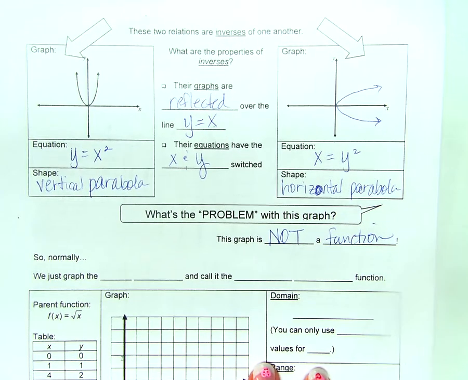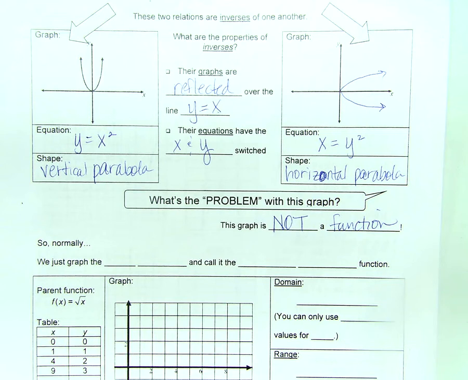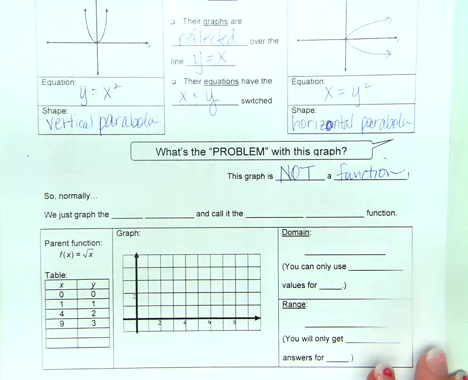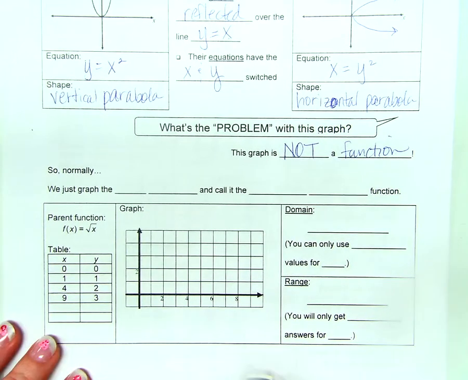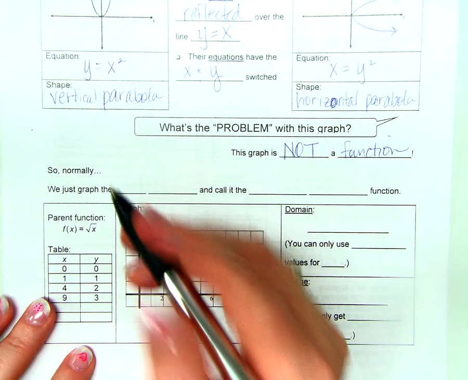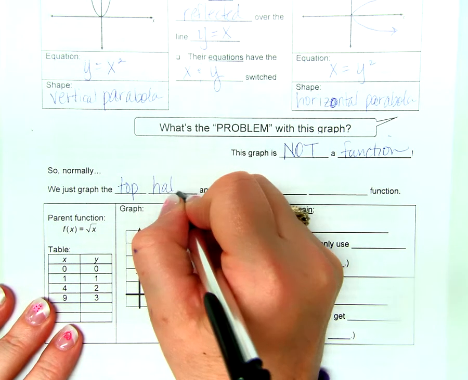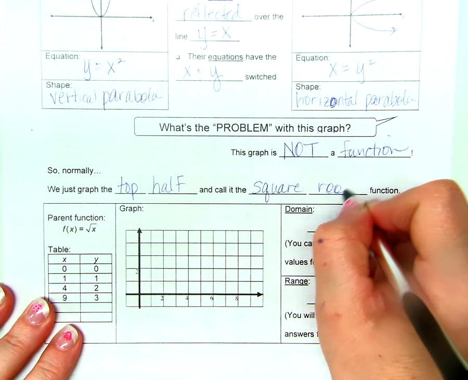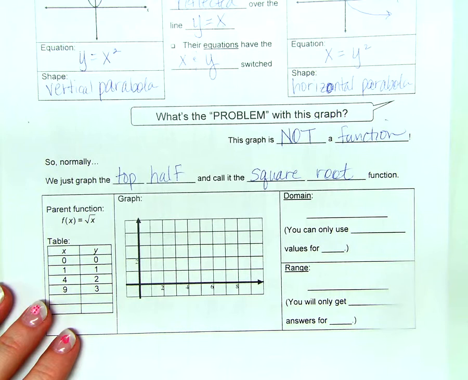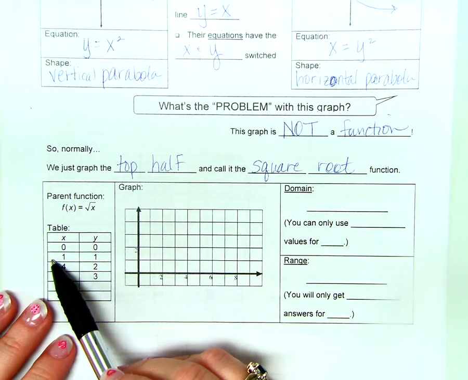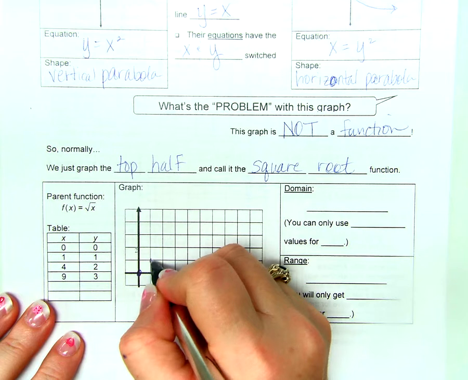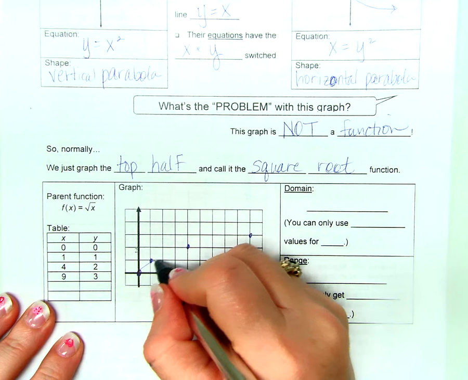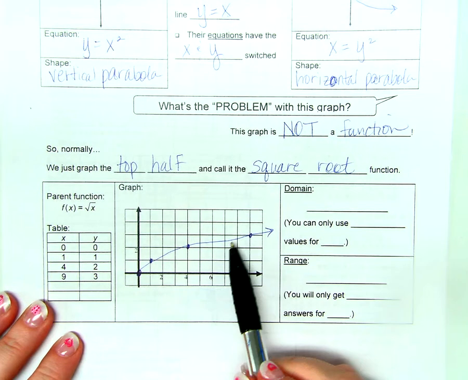Now, guys, don't get me wrong. We're going to study things that are not functions because there are graphs that are not functions that are quite important. But in the beginning of Algebra 2 and even up to now, we're not studying things that are not functions. So when this happens, we normally just graph the top half. Very good. And we call it the square root function. Here's the table. When we graph this, it looks like this.